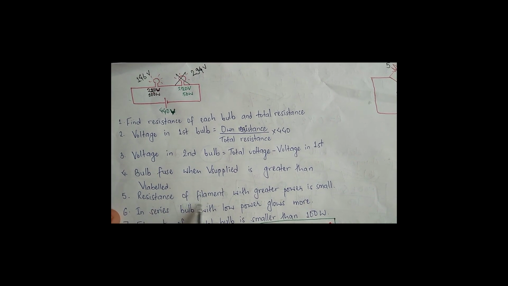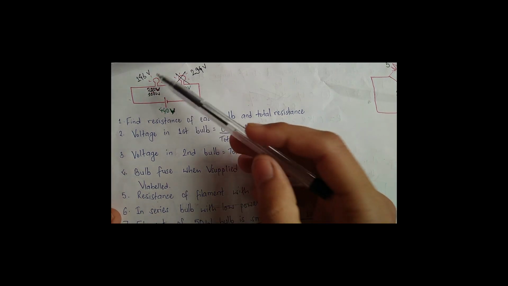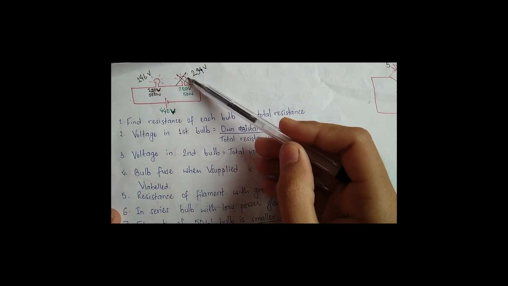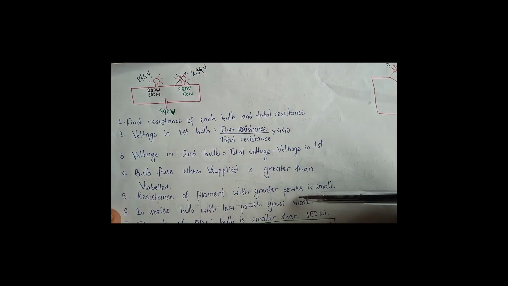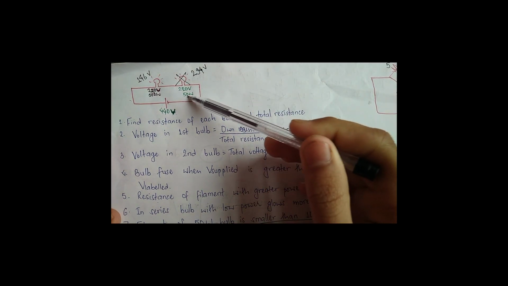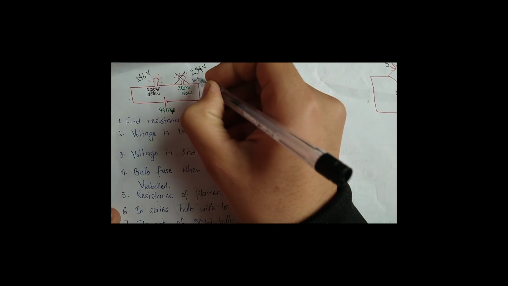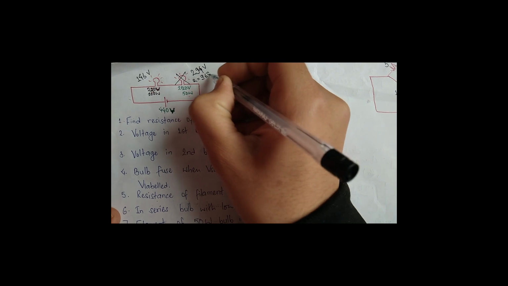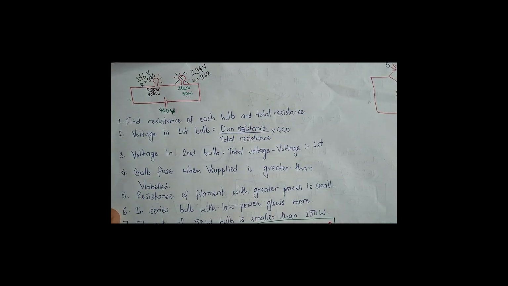And then resistance of filament with greater power is small. That means which one has greater resistance? The first has resistance 484 and second 968. So this has greater resistance, then the power will be small. Yes, 50 watt. Power will be small when the resistance is 968. Resistance is 484. So high resistance, low power.